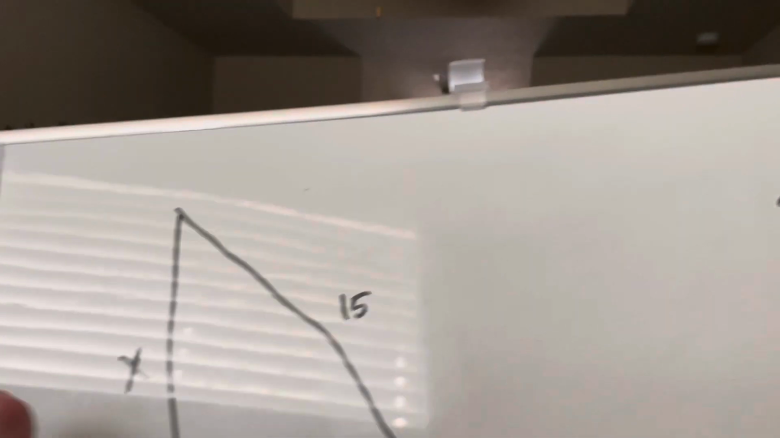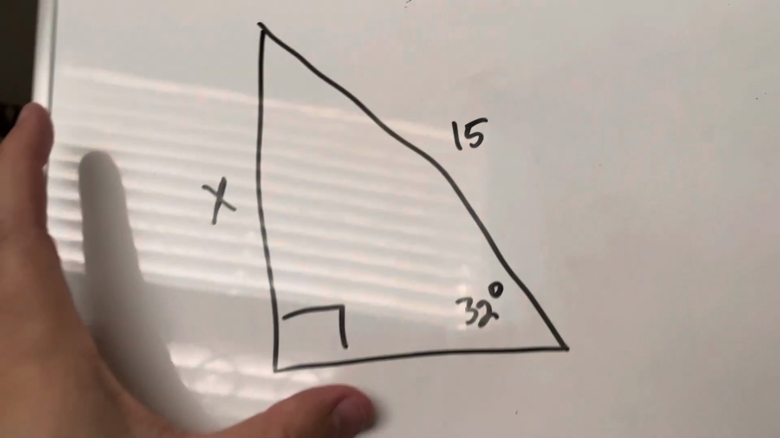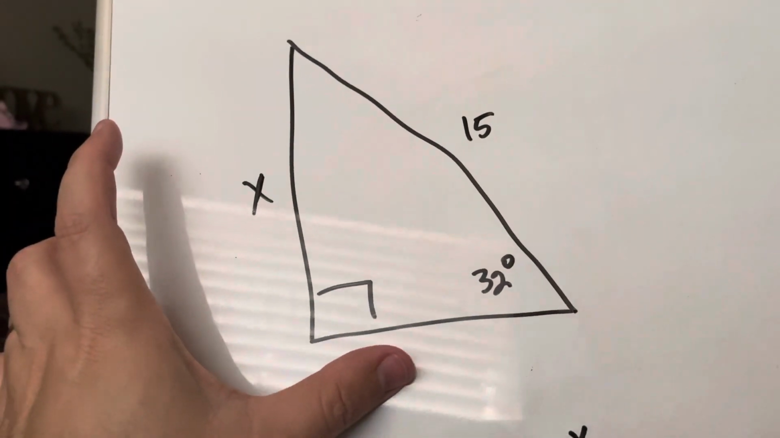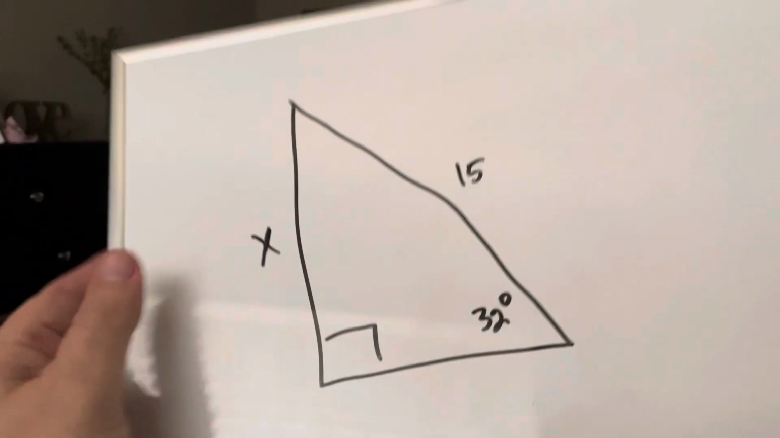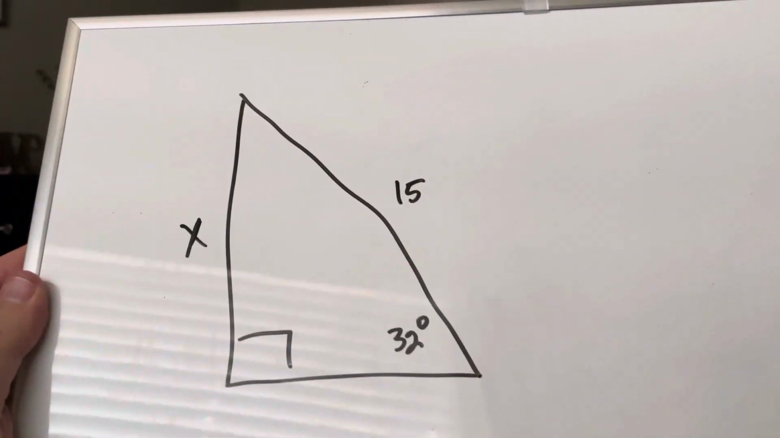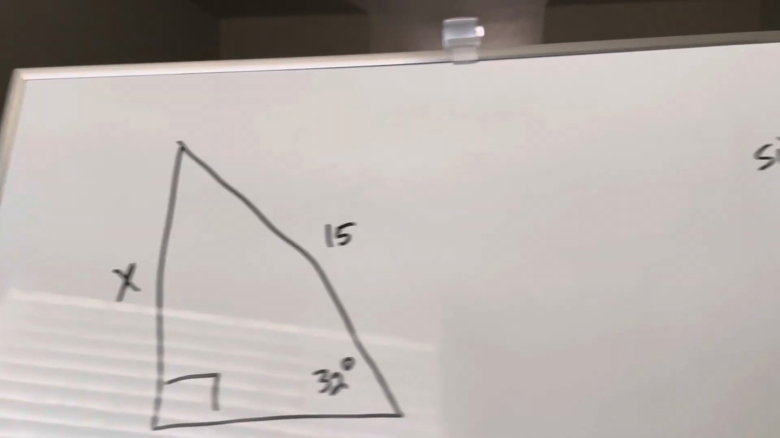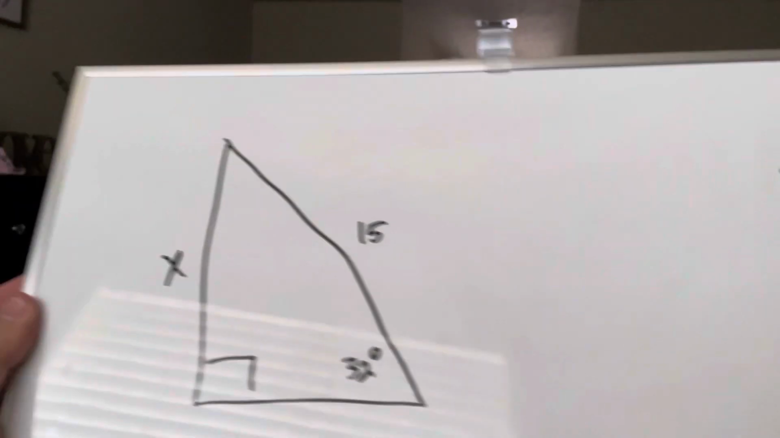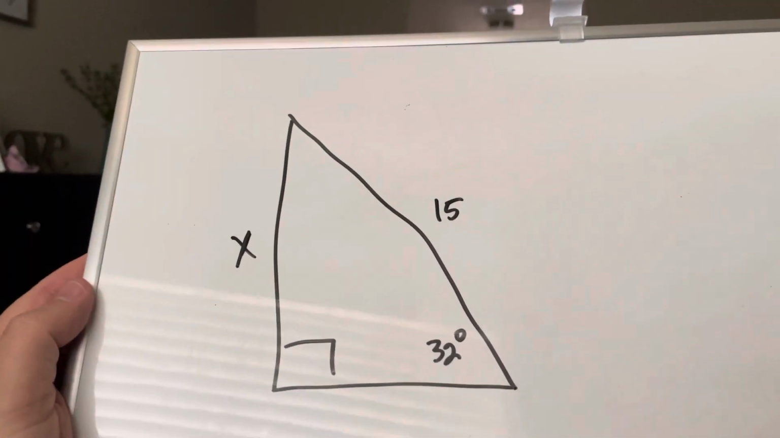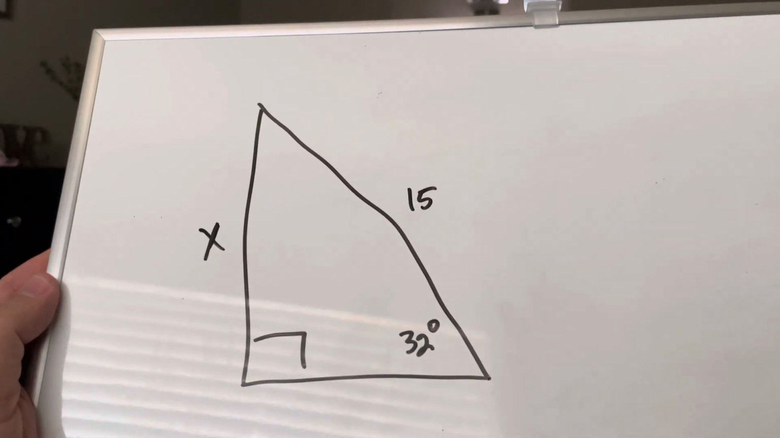So if we were looking for this side down here, right here, that would be adjacent to the 32 degrees, and we would have a hypotenuse, so we'd use the cosine for that. So that's how you make that determination. That's how you figure that out.